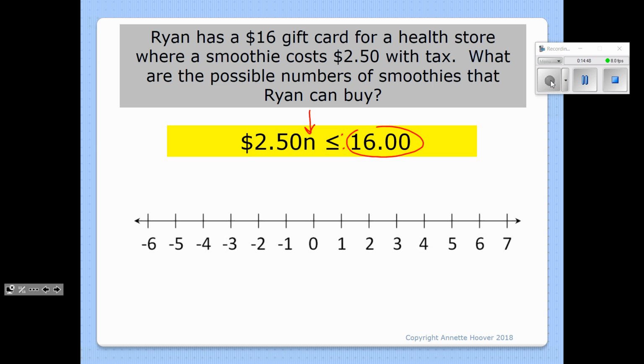N is being multiplied by 2.50, so we divide both sides by 2.50. And $16 divided by 2.50 is 6. So when you graph this, we're going to again use just points. We're not going to use a line because he can't buy 3/4 of a smoothie or 1 2/3 or 1/3 of a smoothie. He can either buy 0, 1, 2, 3, 4, 5, or 6 smoothies with his gift card. And that is solving one-step inequalities.